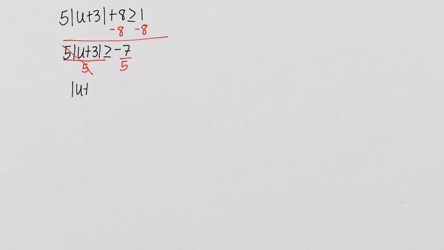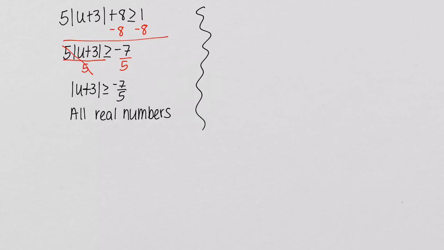So we have the absolute value of u plus 3 greater than or equal to negative 7 over 5. Every absolute value is greater than every negative number. So if you have an absolute value greater than a negative, this is all real numbers. All real numbers. So you're probably getting the gist at this point. We'll just do one more for good measure, but this is as bad as they get. This is as hard as they get.